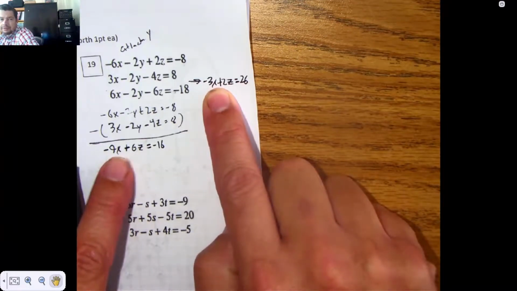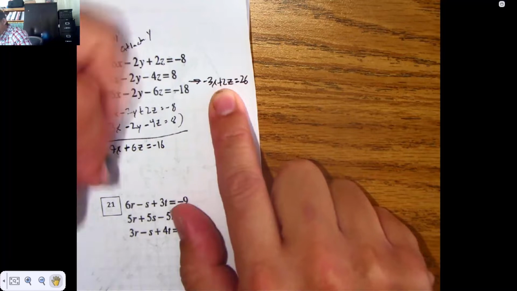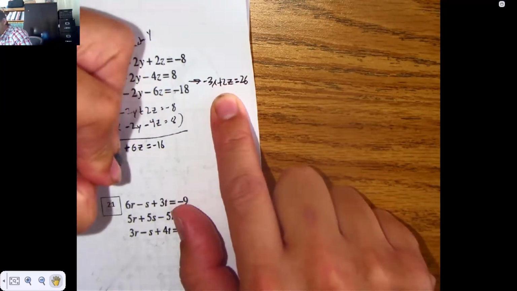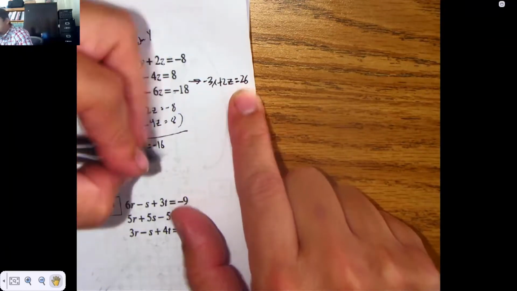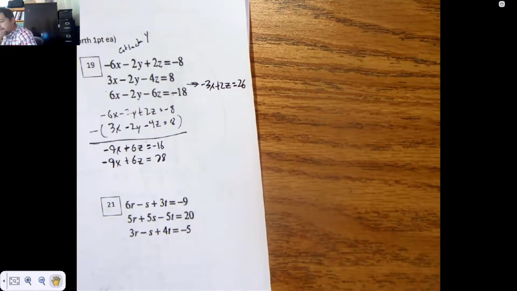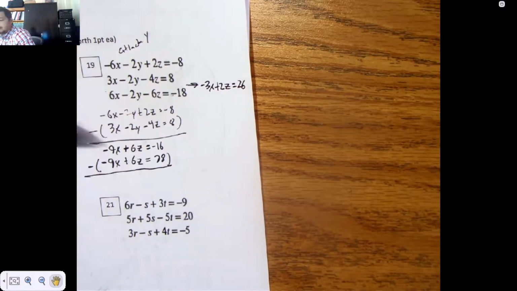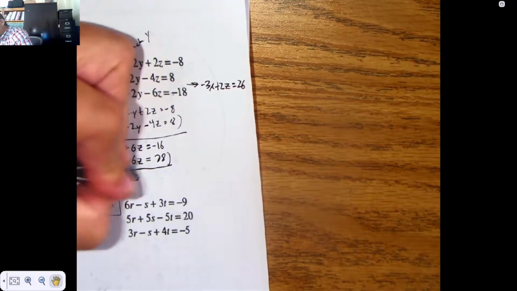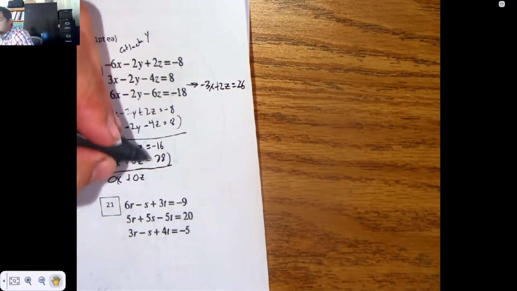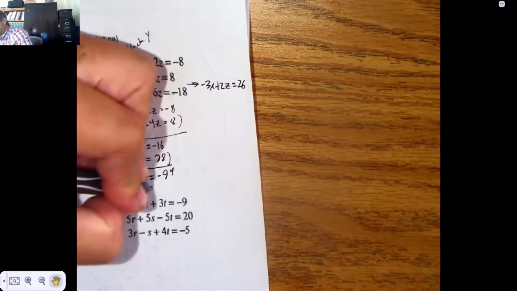I'm going to go after the z's. So I'm going to triple this dude. All right. And if I triple this dude, I get negative 9x plus 6z is 78. Well, I would have to subtract, right? Negative 9 minus negative 9 is nothing. 6 minus 6 is nothing. Negative 16 minus 78 is negative 94. And this is 0 equals negative 94, which is false.